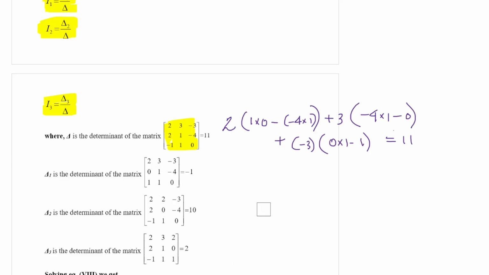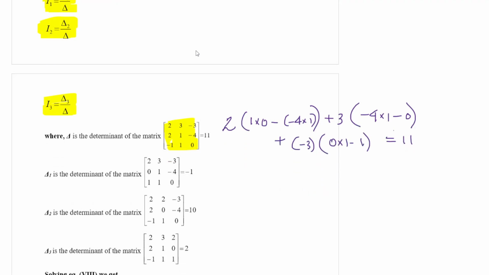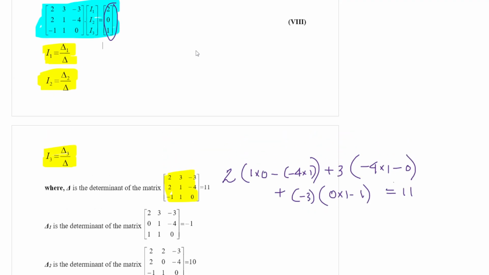Now what is delta 1? Delta 1 is the determinant of the matrix, when this right hand side column matrix is substituted at the first column, and the matrix becomes this. You see this 201 is replaced here at the first column.